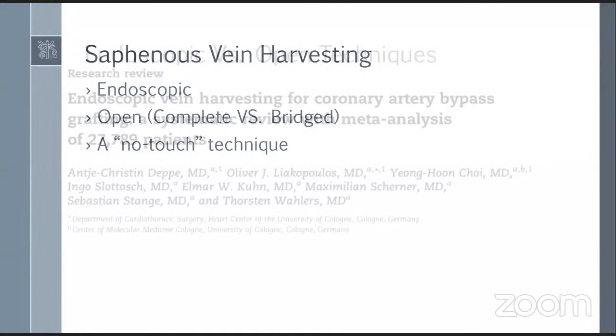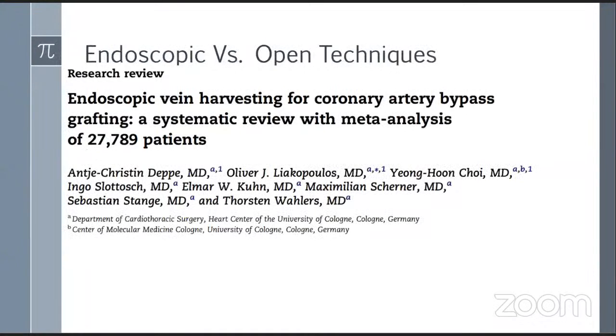Also, this is a systematic review of endoscopic versus open technique. They found that endoscopic reduced the amount of postoperative pain, wound infection, and the length of hospital stay, while endoscopic vein harvesting was associated with an increased odds ratio of vein graft failure.